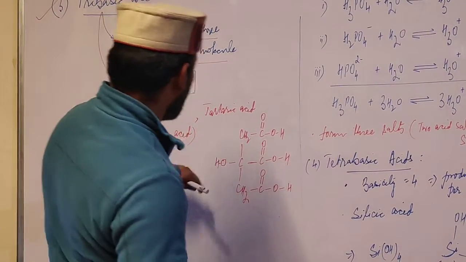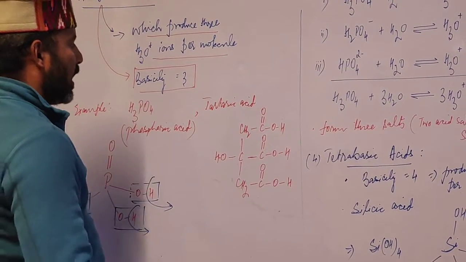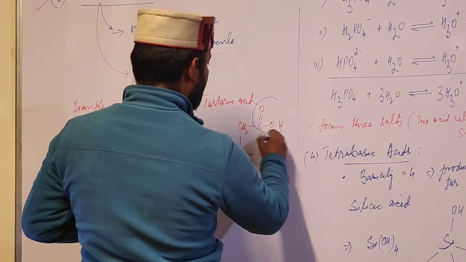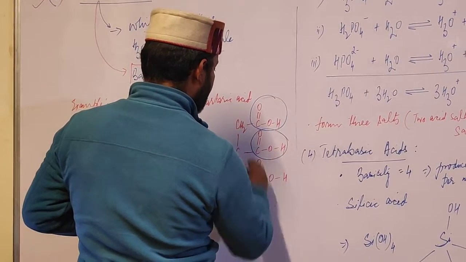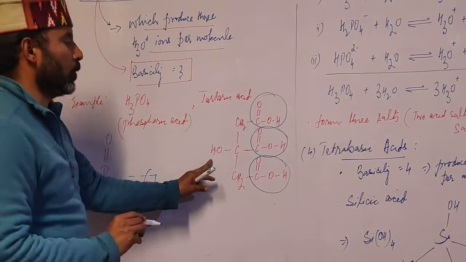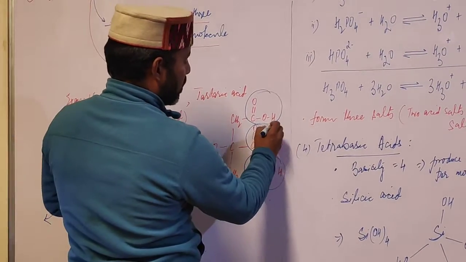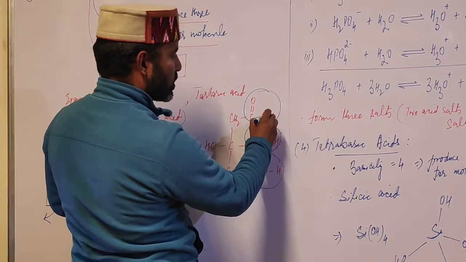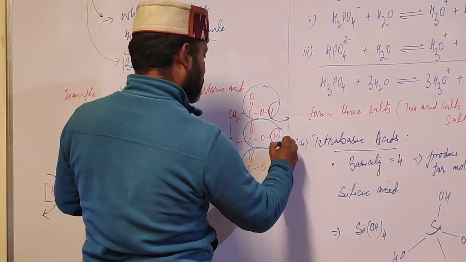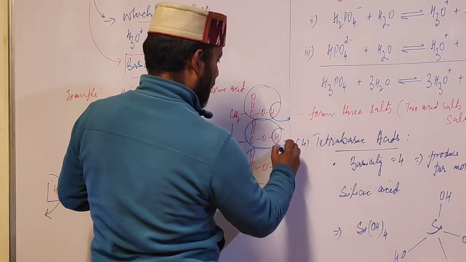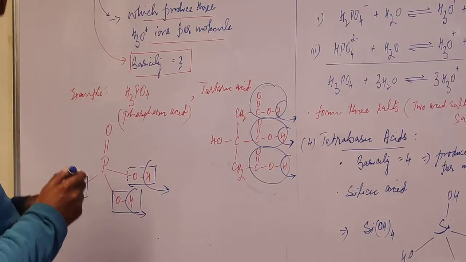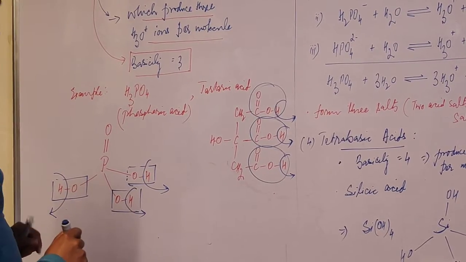Now students, I have tartaric acid, and tartaric acid is an organic acid. It has 3 carboxyl groups, so it is an organic acid. It has 3 carboxyl groups and 1 hydroxyl group also, but the H of the carboxylic group is more ionizable than this, so only these 3 hydrogens undergo ionization in aqueous medium. So this acid has basicity 3.